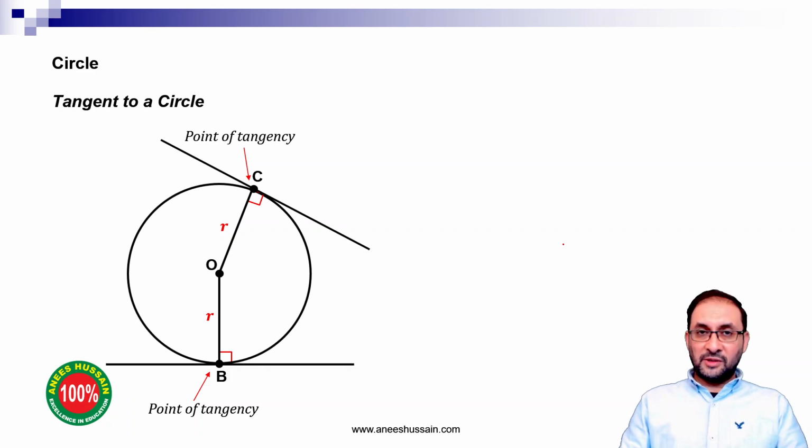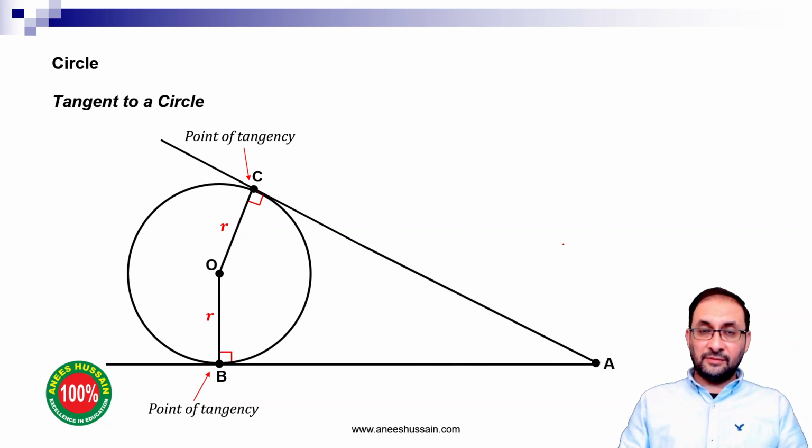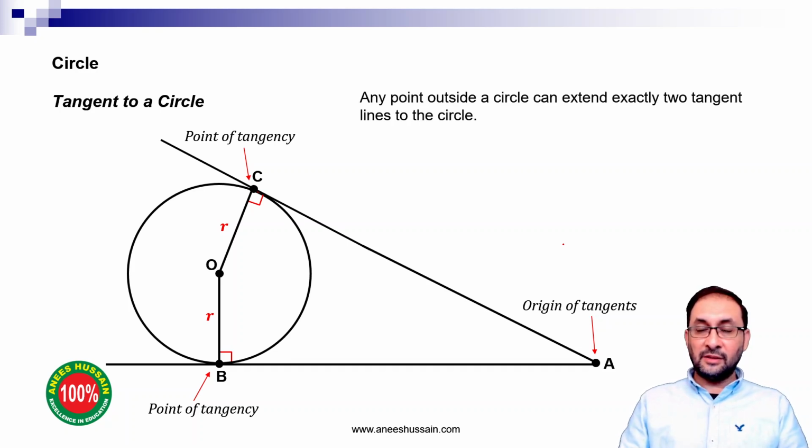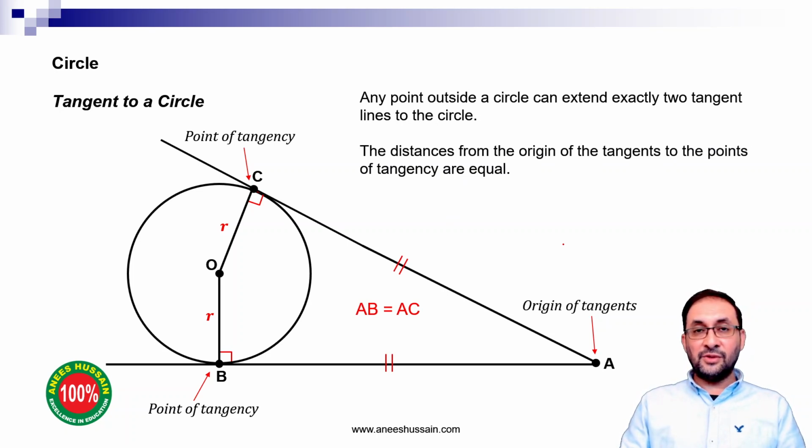The other important point to remember is that if you have two tangents drawn to a circle and those tangents are not parallel, for example, the two tangents that I've drawn here, if you extend them, they will eventually meet. The point at which they meet is known as the origin of tangents. So remember, any point outside a circle can extend exactly two tangent lines to the circle. And the distances AB and AC will also be equal. So the distances from the origin of the tangents to the points of tangency are always equal.